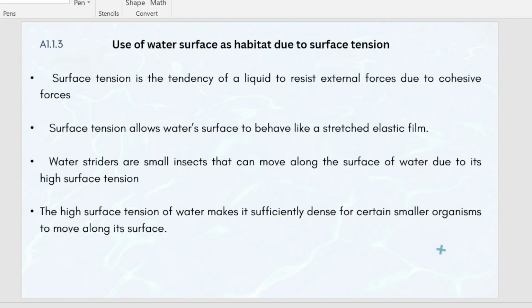the use of water as a habitat due to surface tension. So water is used as a habitat for many organisms, and one of the properties that makes water serve as a habitat is its surface tension. And so, what is surface tension? It's the tendency of a liquid to resist external force, and this is due to the cohesive force.